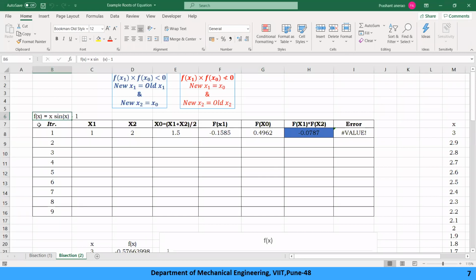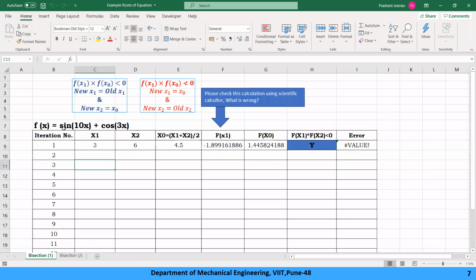Our function is given: f of x equals x sin x minus 1. Sorry, this was our function: sin 10x plus cos 3x. We need to find the root of this equation. And they told us the error should be up to 2 decimal places. We will take that part later on. Don't worry about this. So how to solve this?